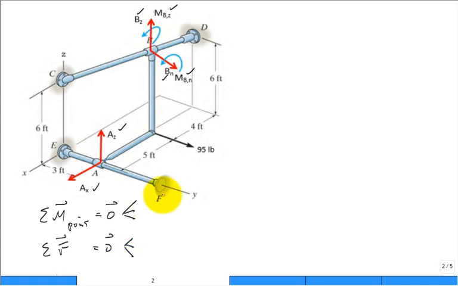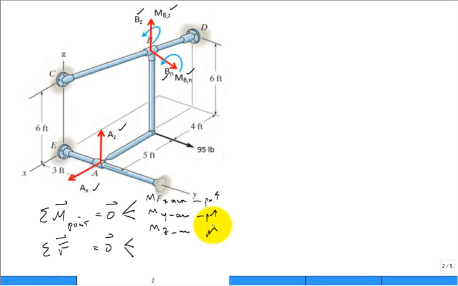The moment equation really is the sum of the moments about some x-axis that goes through the point of interest, the sum of the moments about the y-axis through the point of interest, and the sum of the moments about the z-axis going through that point of interest. That's a long description of what we're really doing.